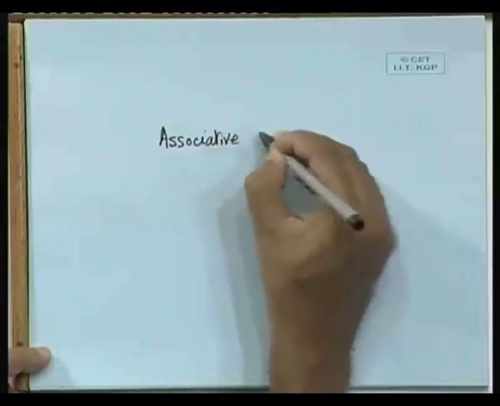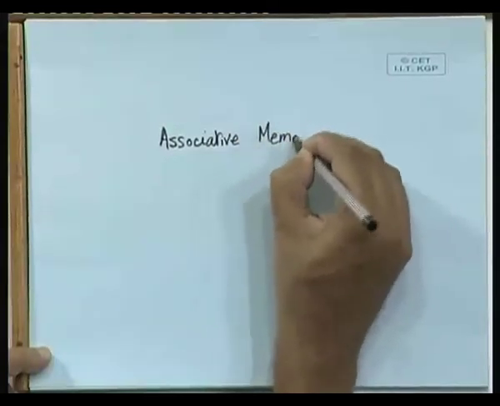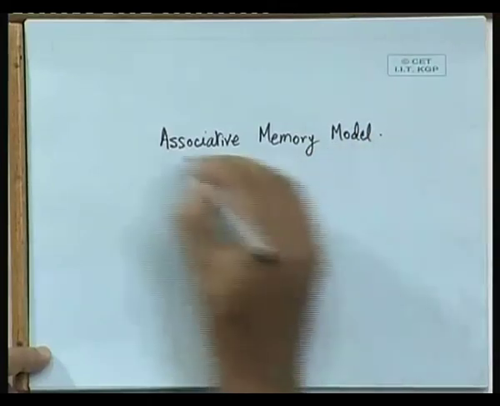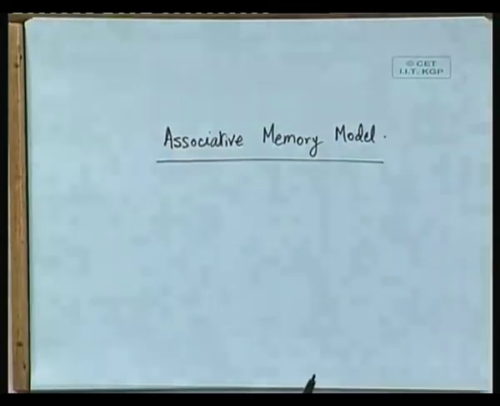In the last class we were discussing associative memory and just the introductory part of it, and today we are going to continue with the detailed discussion on associative memories, and in particular we will be taking the associative memory model, both from the structural aspect as well as from the mathematical point of view.